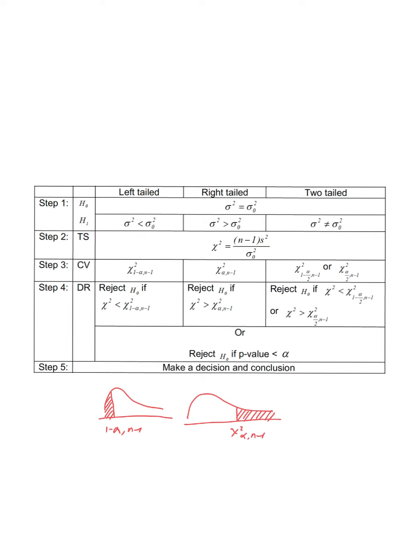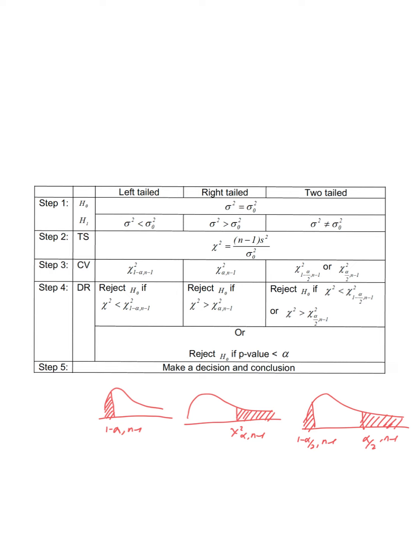For the two tail, we have the rejection region on both the left and right sides. So this one is chi-square 1 minus alpha over 2 with n minus 1, and this one is chi-square alpha over 2 with n minus 1. We will reject H0 if your test statistic falls in the rejection region that I have shaded.